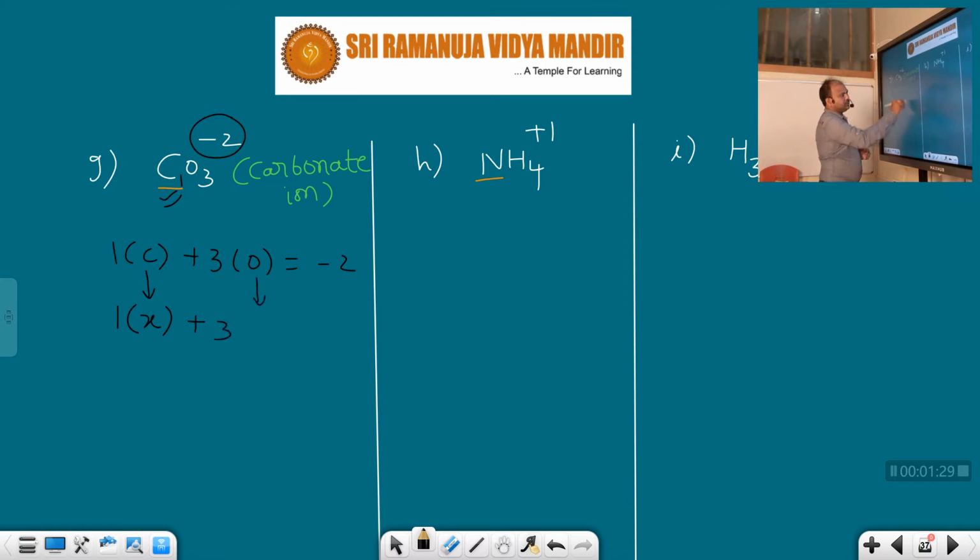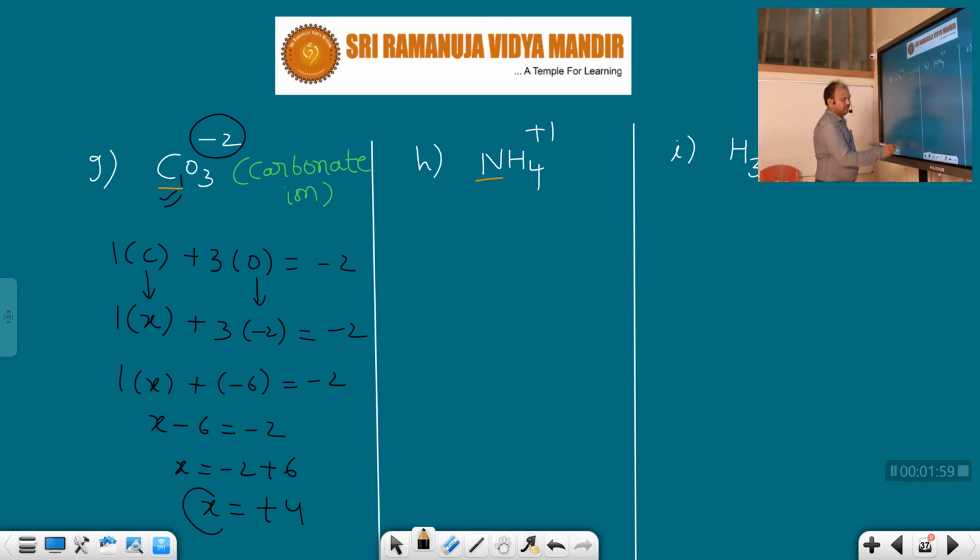Generally oxygen exhibits the oxidation number -2. It is equated to -2 because the sum of the oxidation numbers of all atoms in a given compound should be equal to its charge. So 1 X plus 3 into -2, that means -6, is equal to -2. X minus 6 is equal to -2. X is equal to -2 plus 6. X is equal to +4. X means carbon.